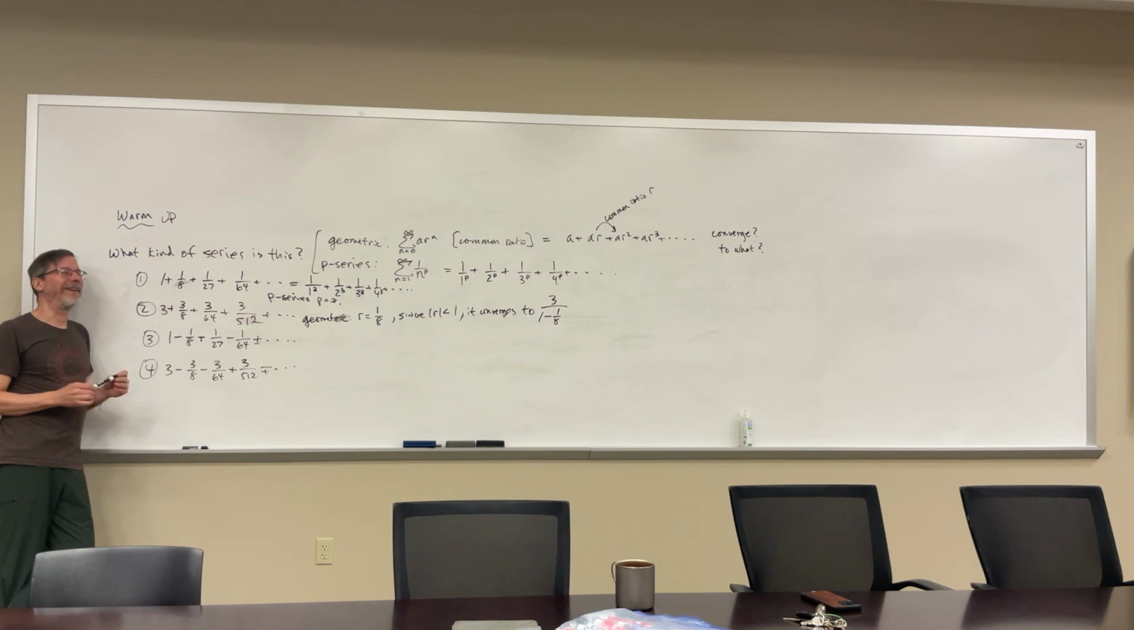I was thinking it's P series, but I don't know. I'm looking at it again. I feel like it's geometric. So what would be the common ratio?